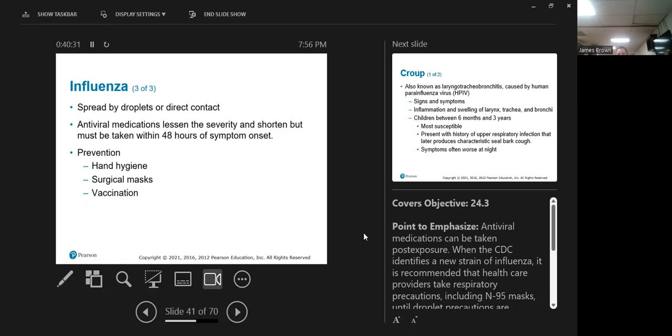Antiviral medications such as Tamiflu can reduce the symptoms, but it needs to be given pretty early. Prevention: hand hygiene, surgical masks, and vaccination.